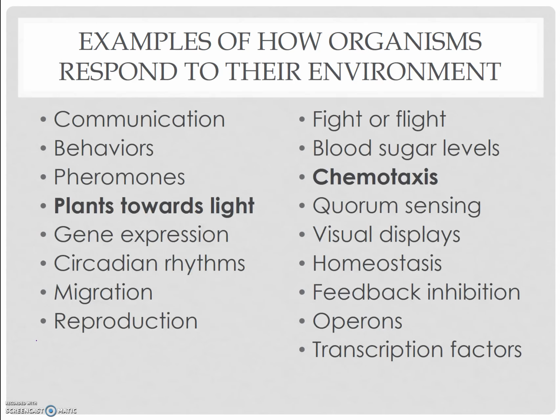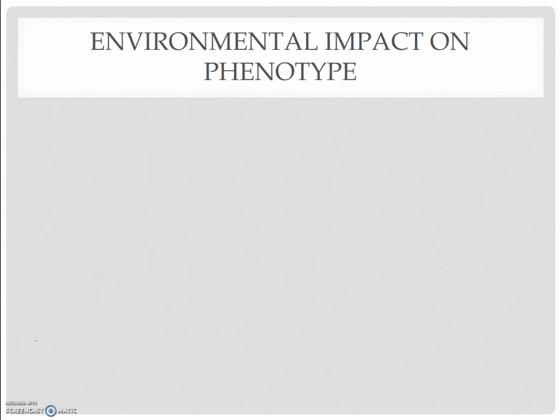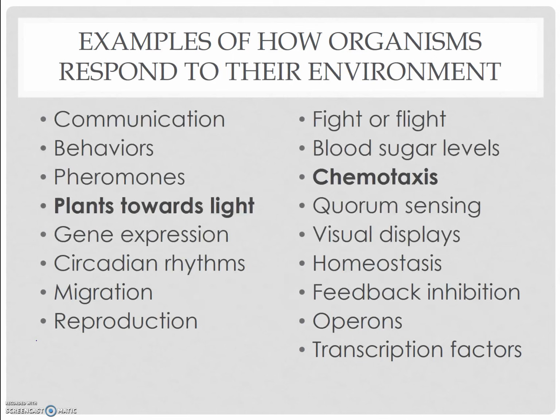All right, so examples of how organisms respond to their environment. Now, when we looked at phenotype, for example, we always talk about phenotype as being genetic and having an inherited component, talking about genes and alleles. What we're going to talk about in this video is environmental impact on phenotype, but also other ways that organisms respond to their environment through communication, behavior, pheromones, phototropism, gene expression, circadian rhythms, migration, reproduction, etc.